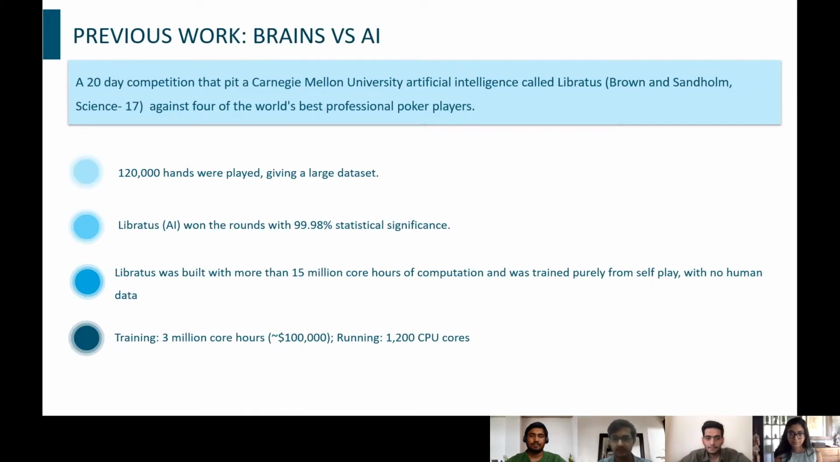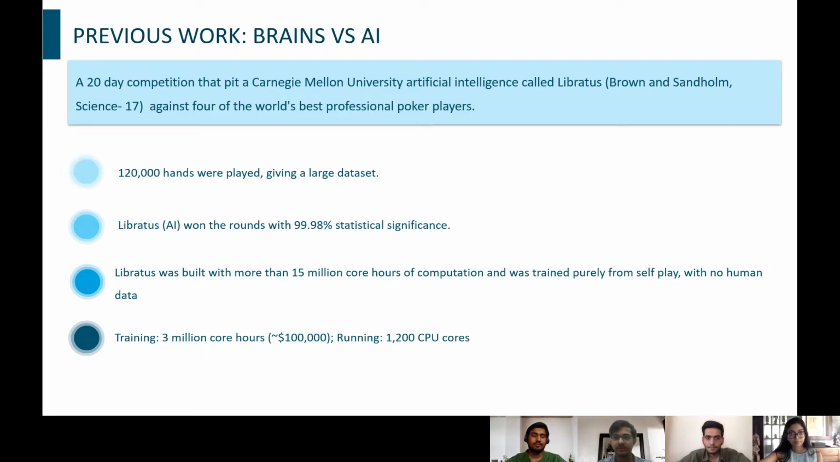In 2017, a similar model was created, Libratus, that was able to beat four of the world's best no-limit Texas Hold'em poker pros in the two-player setting. It played around 1,200,000 hands over the course of 20 days in 2017, and the bot won by a decisive margin. What's interesting about Libratus is that it was trained entirely from self-play, and there was no human data that went into the bot.